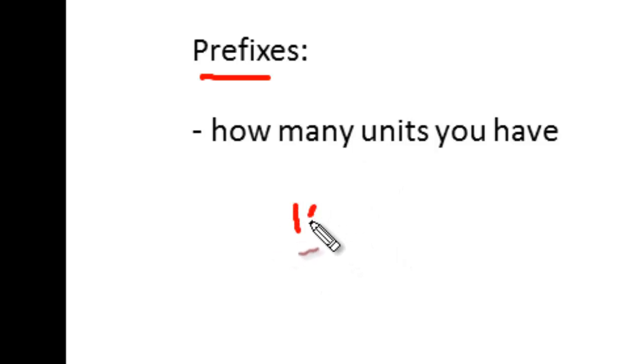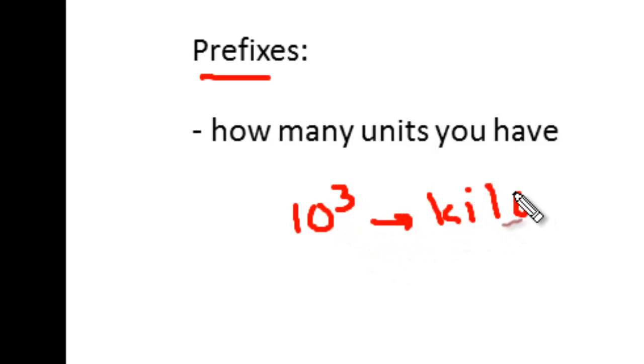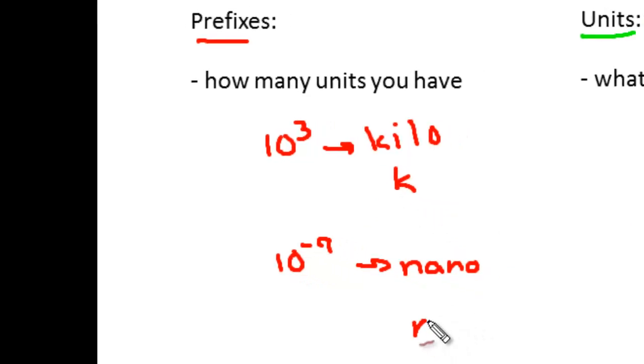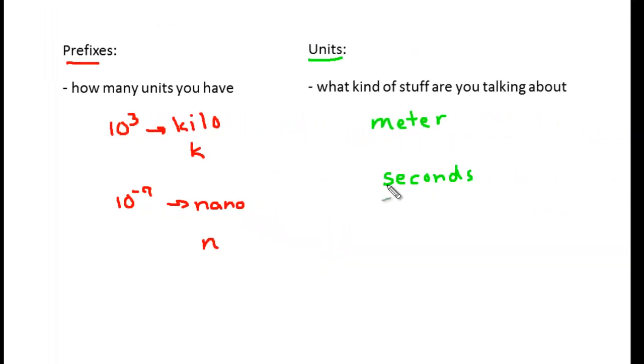So if you had 10 to the third, 1,000 basically, of those units, you would have a kilo. If you had a very small number, like 10 to the minus 9th, you would have a nano amount of those units. Both the prefixes and the units have symbols or abbreviations. Okay, so the abbreviation for kilo would be a little k. For nano, it's a small n. The abbreviation for meter is a small m, and for seconds is a small s.